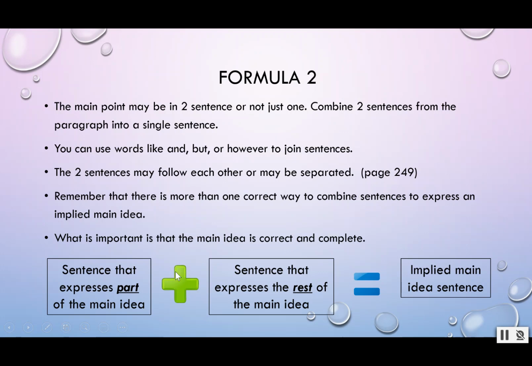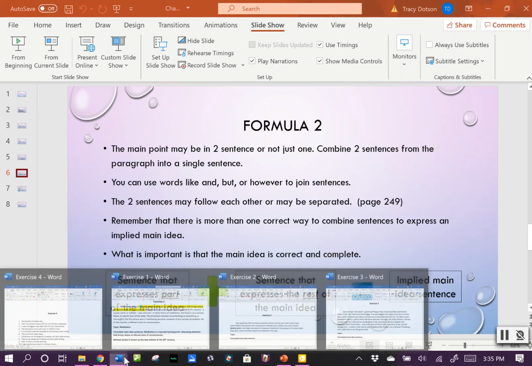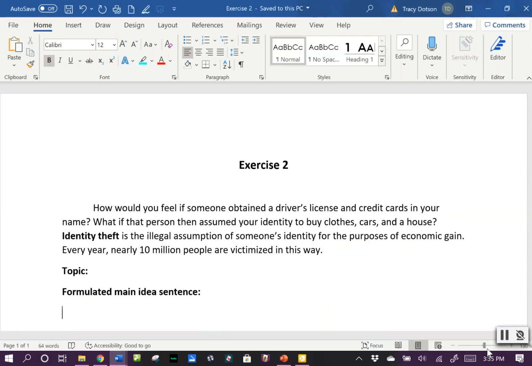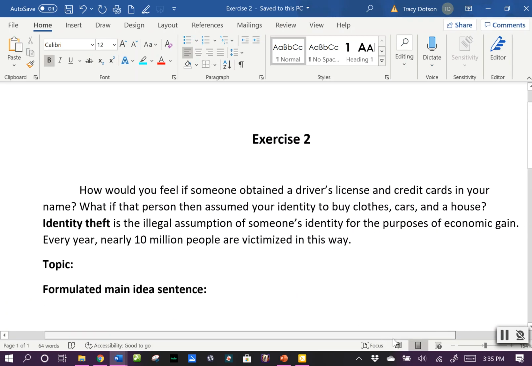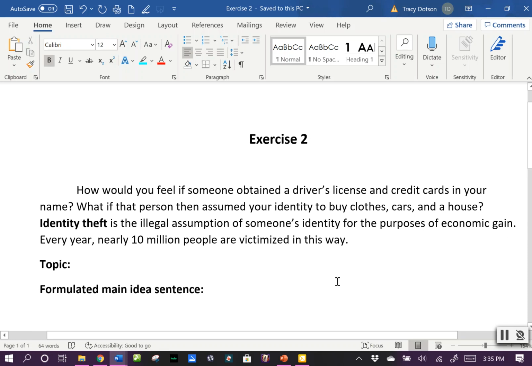So on page 249, we have another exercise that we want to take a quick look at. I have it up here. In this paragraph it says, how would you feel if someone obtained a driver's license and credit cards in your name? What if that person then assumed your identity to buy clothes, cars, and a house? Identity theft is the illegal assumption of someone's identity for the purposes of economic gain. Every year, nearly 10 million people are victimized in this way.